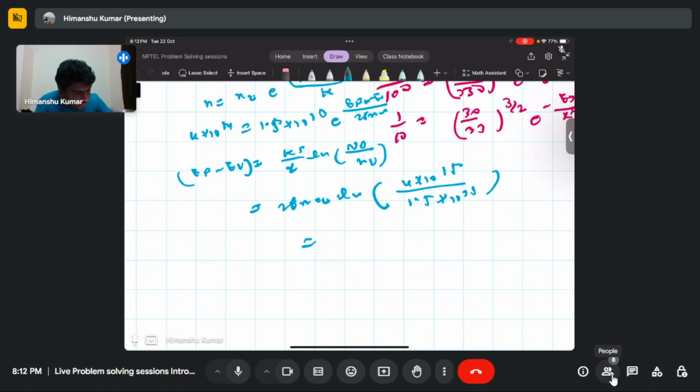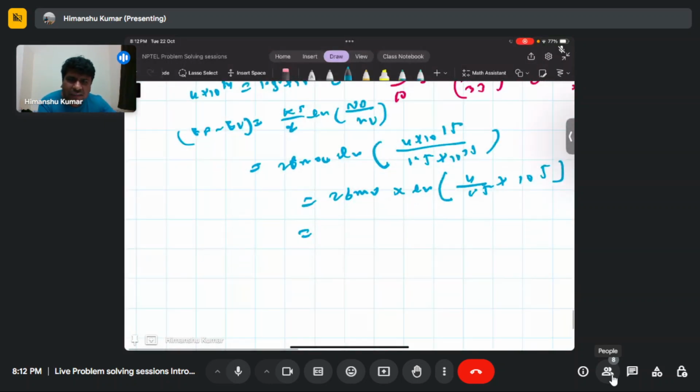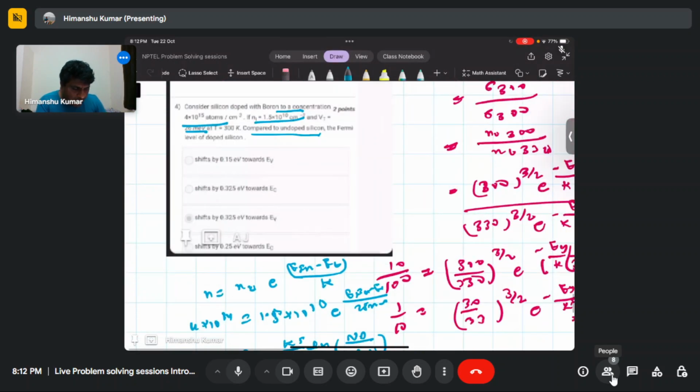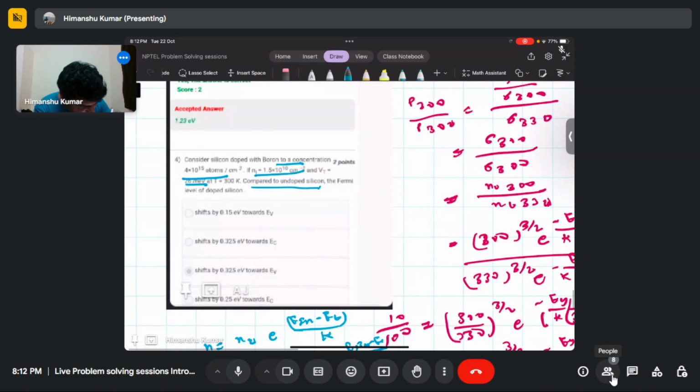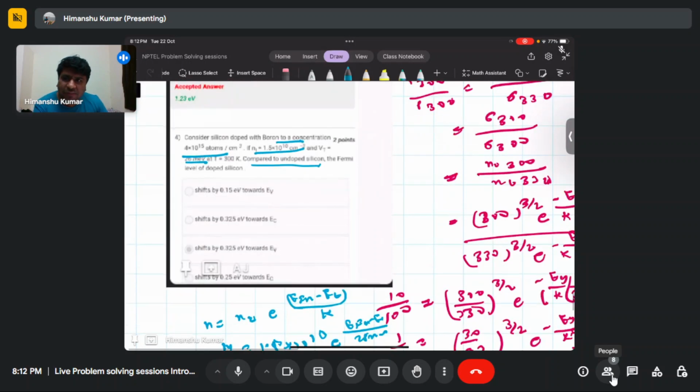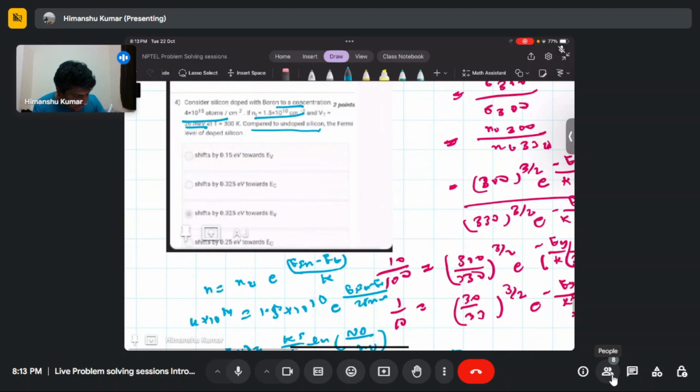So this will become 26 millivolt times ln. So this you can simplify: 4 by 1.5 times 10 power 5. If you calculate this log, then you will find the gap. So compared to the undoped silicon, for undoped silicon the Fermi level will be equal to Ei. So with this equation, you can calculate the Fermi level of doped silicon with respect to undoped silicon.